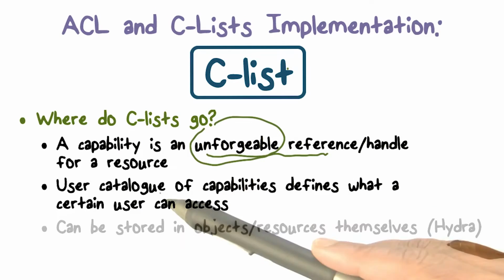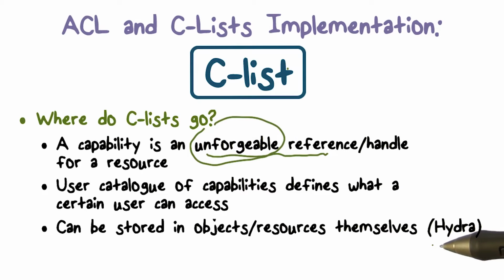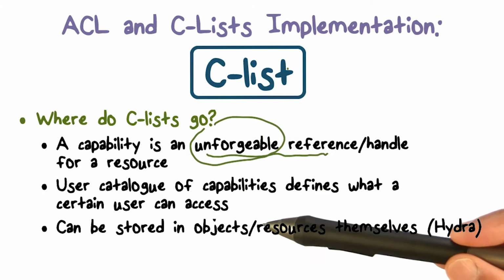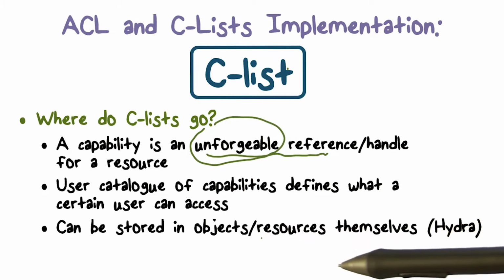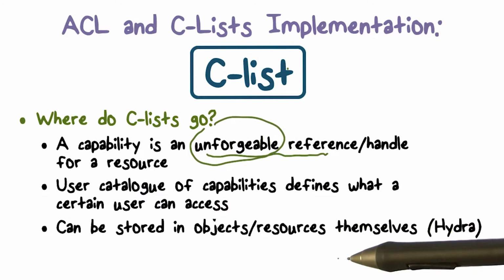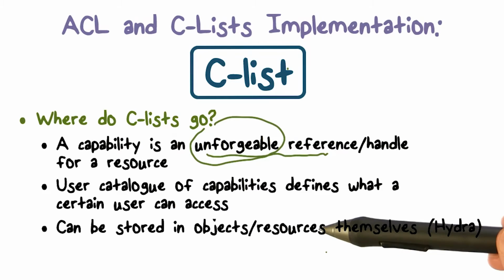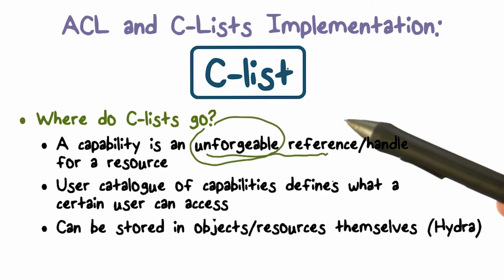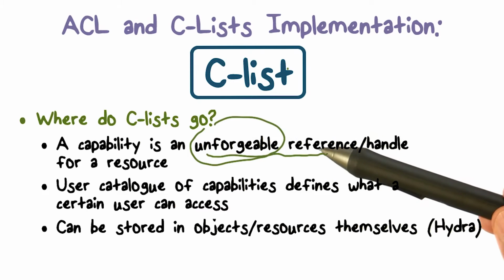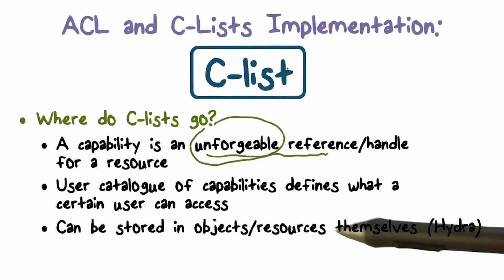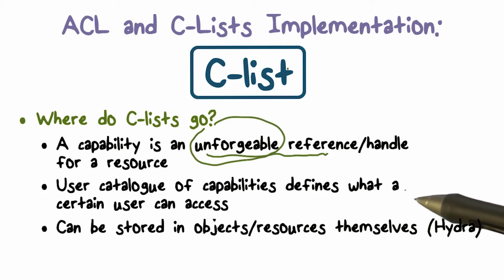There have been capability-based systems that have been explored, and one of the interesting ones was a system called Hydra. It was sort of a research project done at Carnegie Mellon. This actually, you could have C-lists stored in objects themselves. So everything was an object. It was an object-based system, and objects stored a C-list.